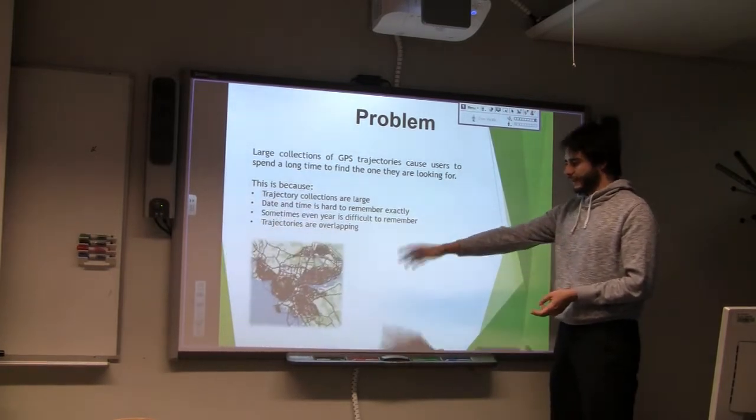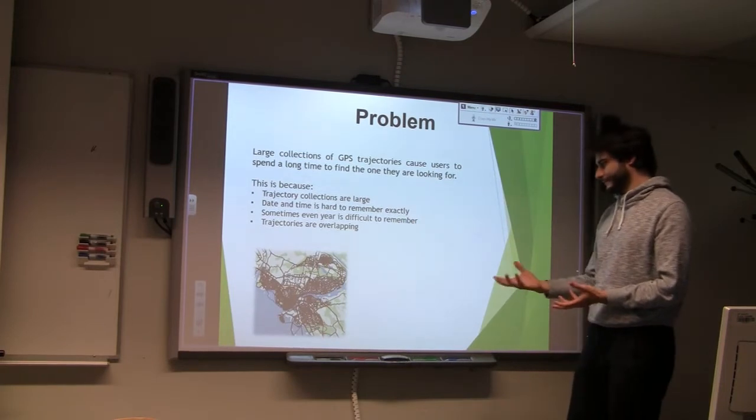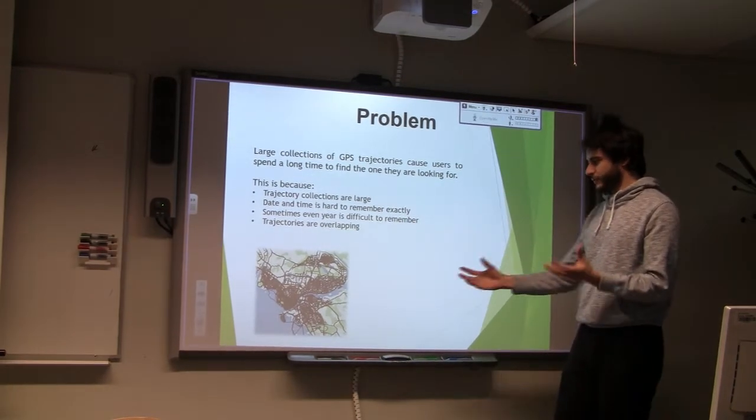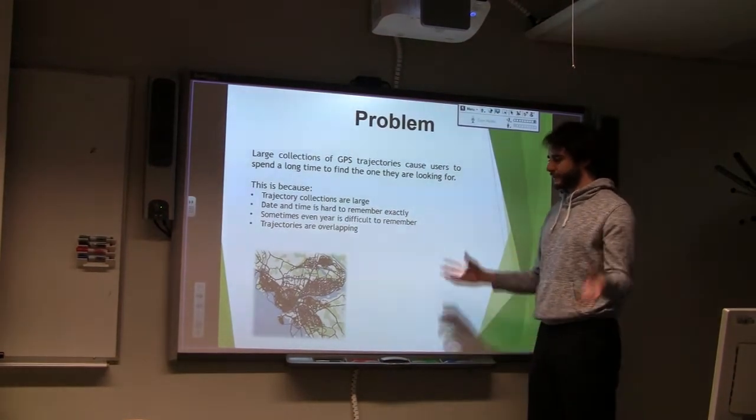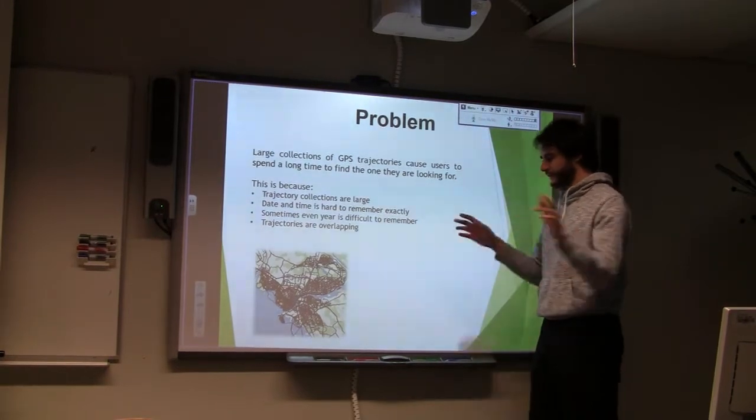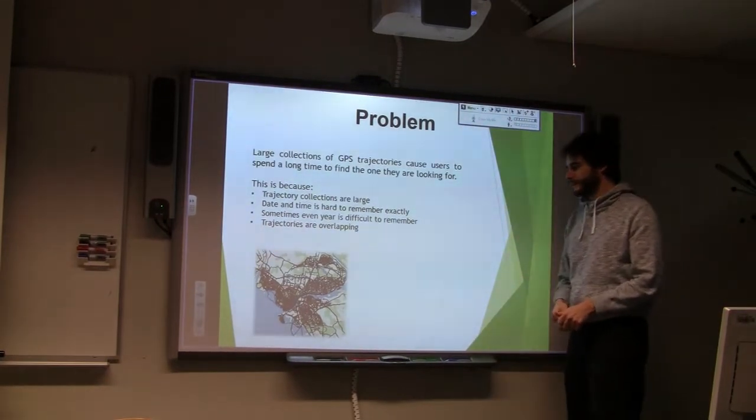So in an example like here, you don't really see your trajectory because it may be overlapped by other trajectories there on the map.